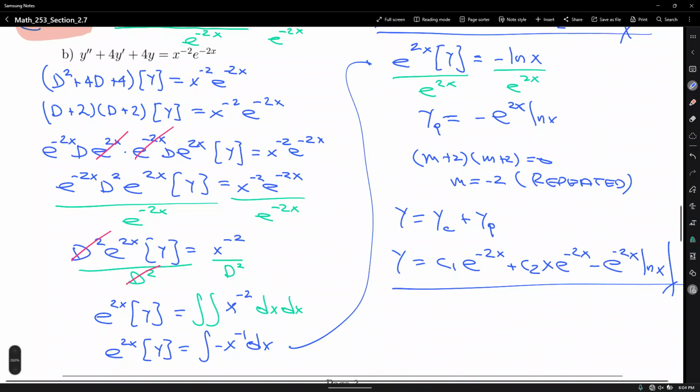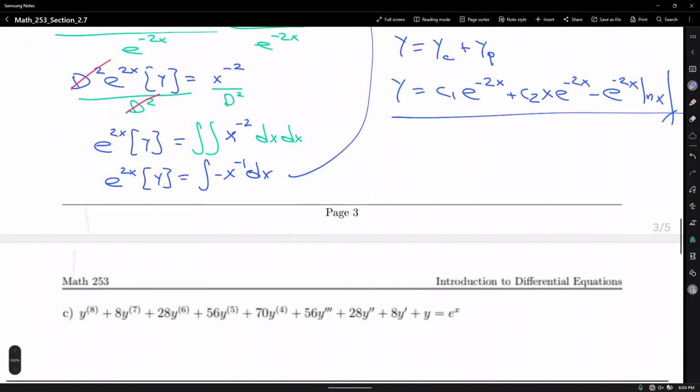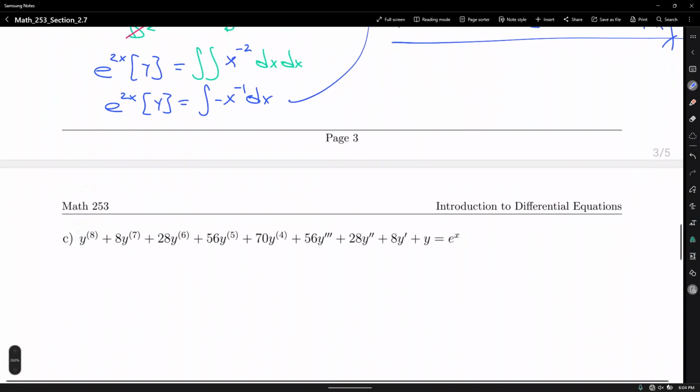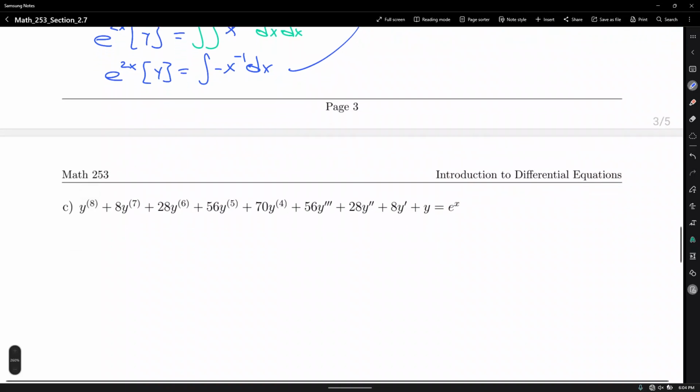Let's do one more example and call it for the section. So, what about this eighth order differential equation? Guys, just think about it. Do you want to do undetermined coefficients taking eight derivatives? Yes, and this is going to be a repeated solution. You'll see how. That's number one.